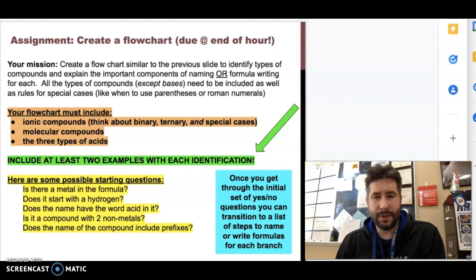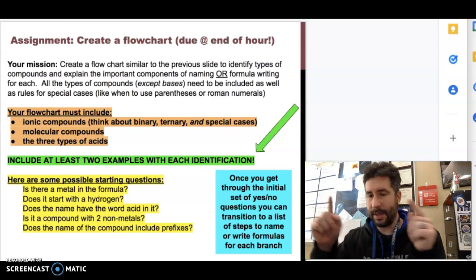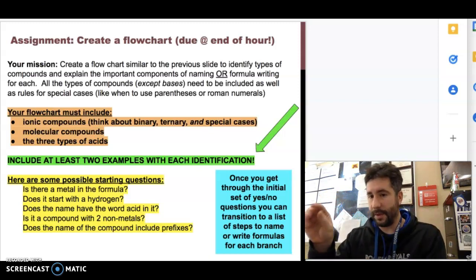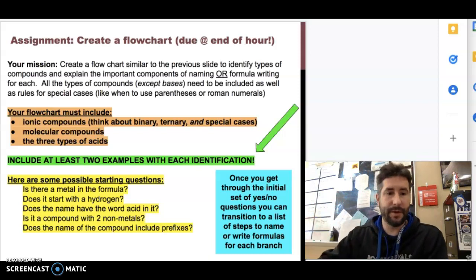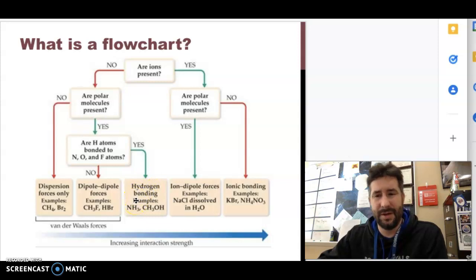So with your flowchart, you're going to ask a question and then find your way, depending on the answer, to a different spot. And then ask another question from that spot, and depending on the answer, go somewhere else. Let me give you an example of what a flowchart looks like. So this is a flowchart. It's not a flowchart for naming, which is what you're going to do. This is a flowchart for what intermolecular forces are present, which we learned about in a previous chapter.